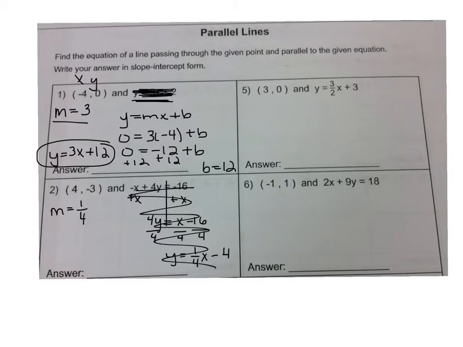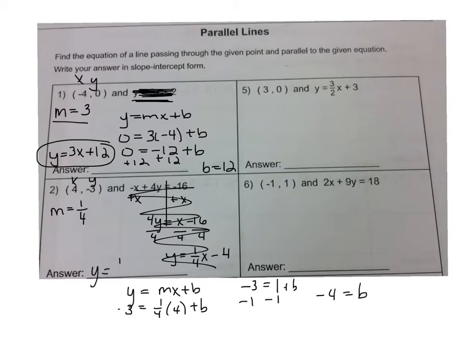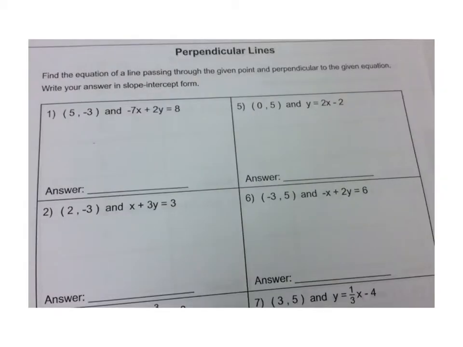Then I have my x and my y and my slope. And so I'm just going to find my y-intercept. So I have -3 equals 1/4 times 4 plus b. Multiply that 1/4 and 4 and get 1. Subtract 1 from both sides and I get b equals -4. So I have y equals mx plus b with those values. And that's what you're doing on these.